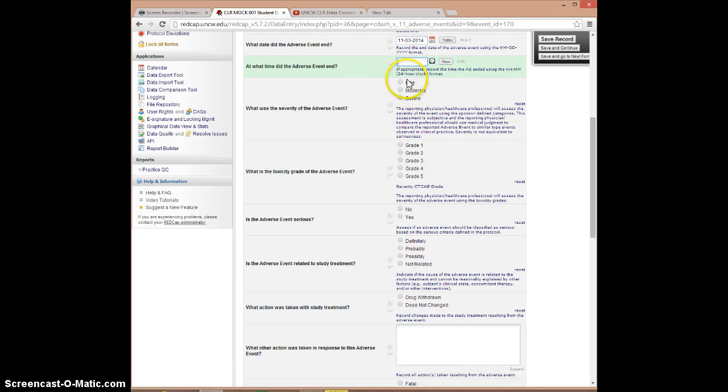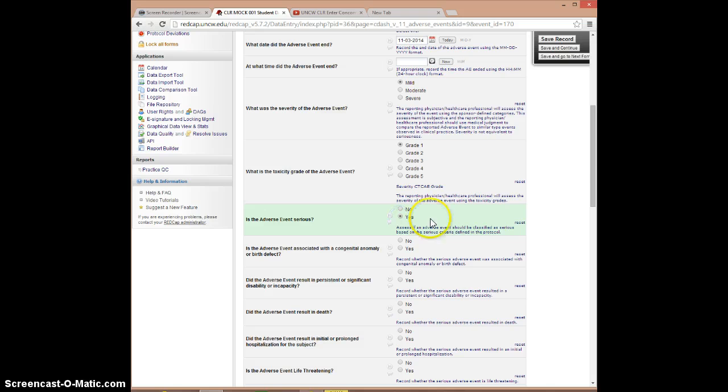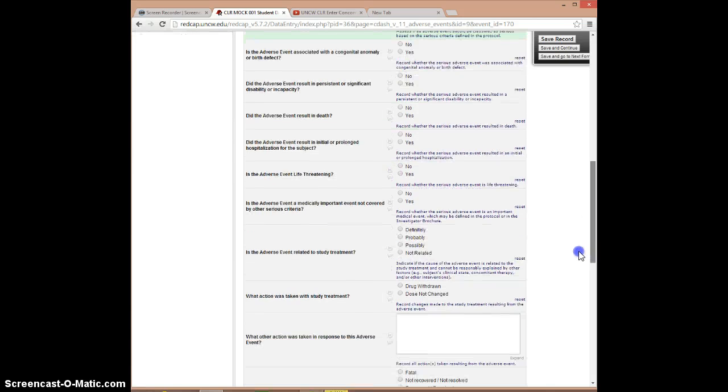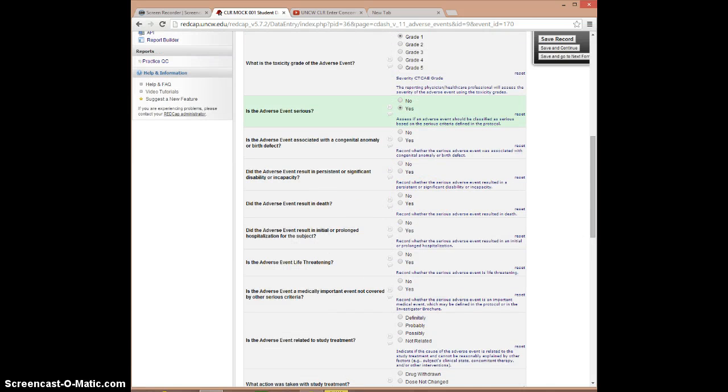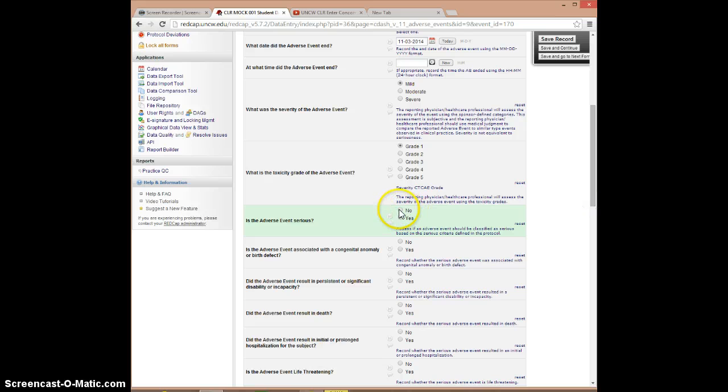And in this case, it was a mild rash, and it had a really low toxicity grade. It was not a serious adverse event, and it was not related to study treatment. I'm going to take a look and see. If it had been a serious adverse event, then you would see all of these other forms pop up and you'd be filling them out. But we're not going to do that for our little patient.